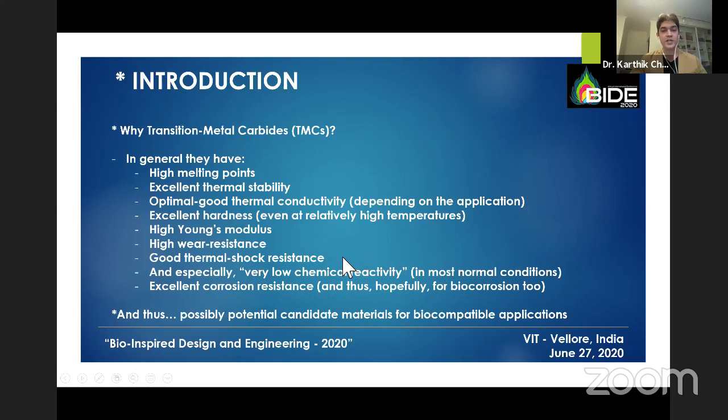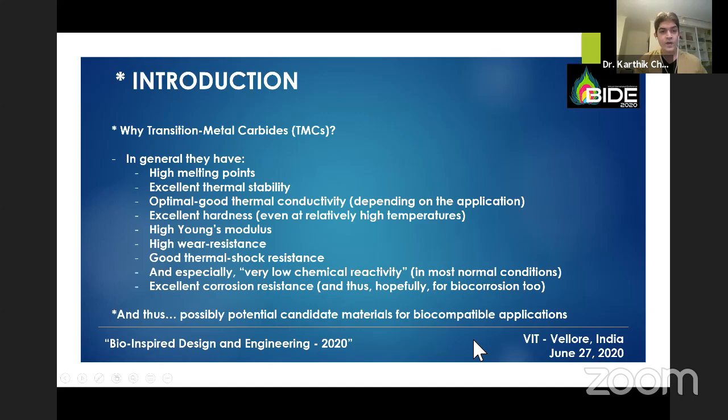When you have very low chemical reactivity, especially in normal conditions or body conditions, which is normally around 37 degrees, and it also displays excellent corrosion resistance, we can also imagine that it would have very good biocorrosion resistance too. Because if you think about biocorrosion within the body, corrosion is also a temperature dependent process. If you have a high temperature, the corrosion process generally gets accelerated. But for body conditions, for example 37 degrees, with this kind of properties we can expect that these materials would surely hold against any possible corrosion. And thus, I thought these could be possible candidate materials for biocompatible applications.